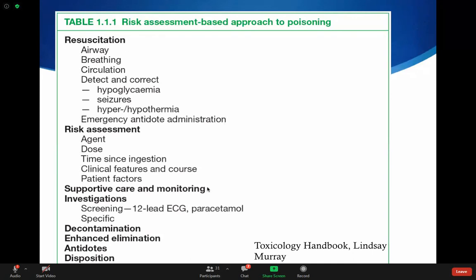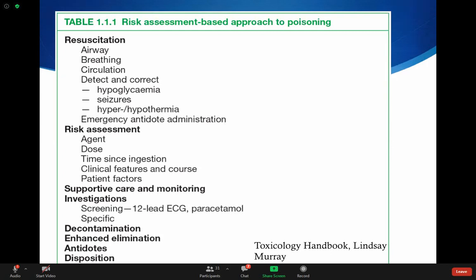And then good supportive care. You save lives by giving good supportive care, making sure the ABCs are okay. This will help the patient more than just thinking of the antidote. Then we do the investigations. Everybody in toxicology gets a 12-lead ECG, and for every intentional overdose, we get a paracetamol level. In pediatrics, we get it only if we have a history or it's intentional.